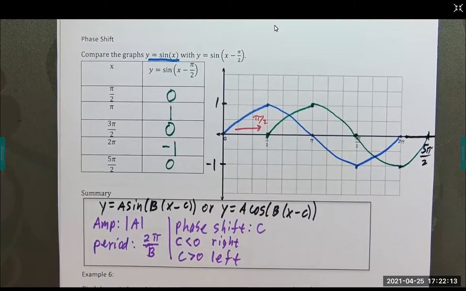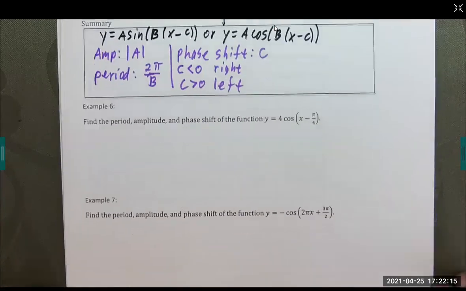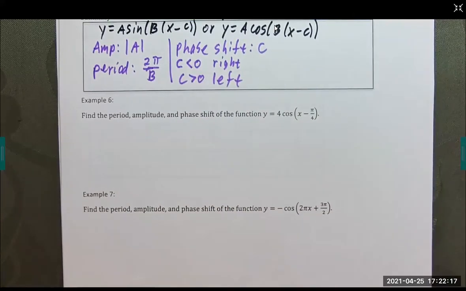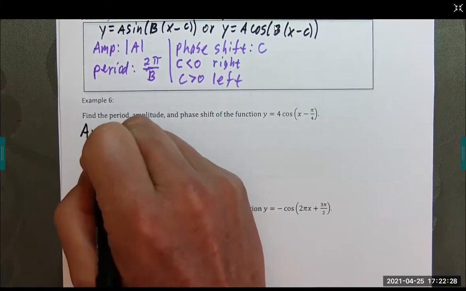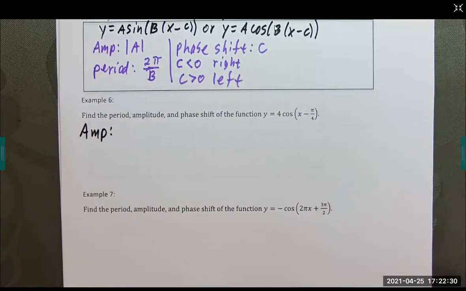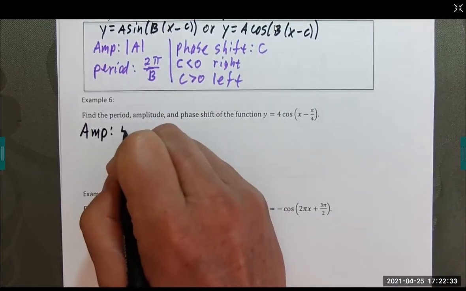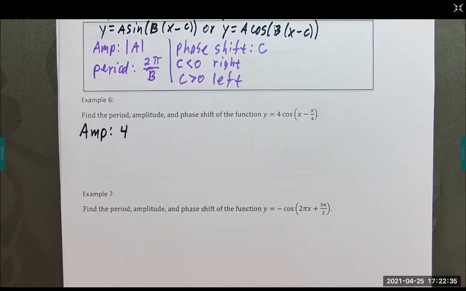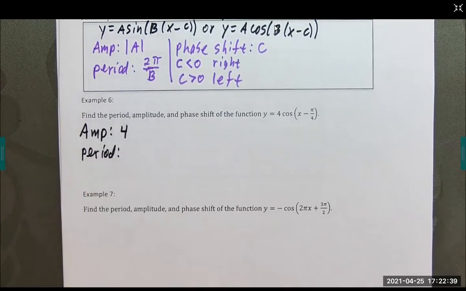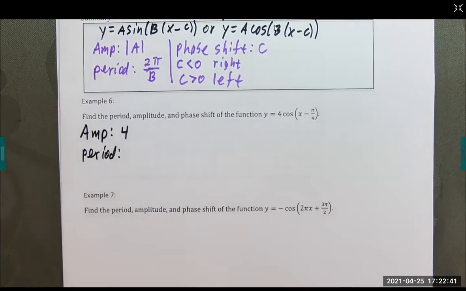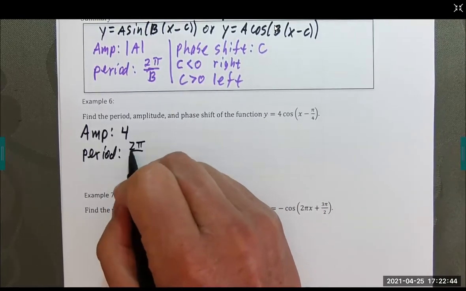All right, let's do an example. Let's do a couple of examples. Find the period, amplitude, and phase shift of the function y equals 4 cosine of (x minus pi over 4). Let's start with the amplitude. Amplitude in this case is 4. Absolute value of 4 is 4. Period in this case, b is a 1. So this is 2 pi over 1, or just 2 pi.